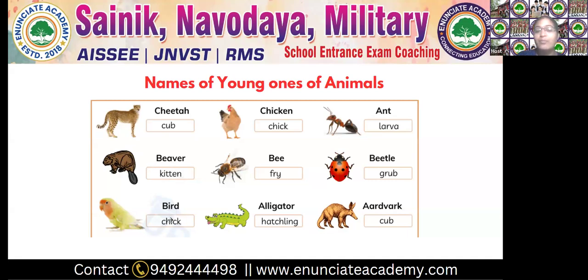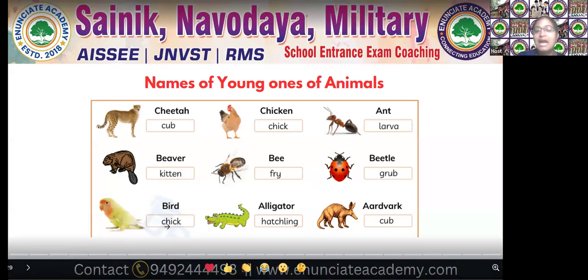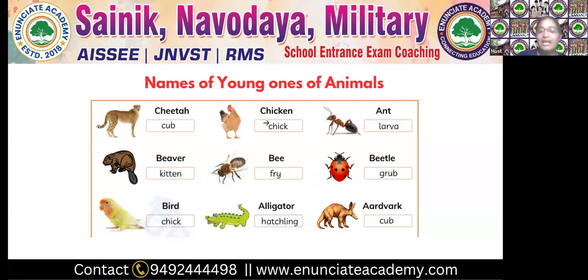The young one of bird is called chick. And another one: the young one of chicken is also chick. And then bee, meaning honeybee. What is the young one of honeybee? Fry. Fry is the young one of honeybee.